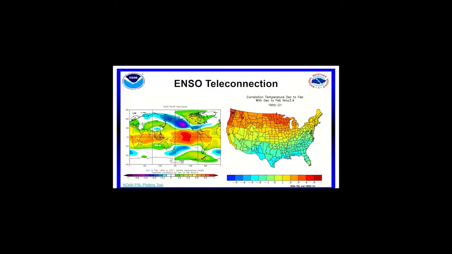Okay, so we're going to transition here into discussion of the ENSO teleconnection. This is from the NOAA PSL, Physical Sciences Laboratory, plotting tool. It's a very popular tool for climate folks to use, and they use it outside of climate too, but it's a great tool to allow us to do quick analysis of various fields. I use it here just to show what an ENSO teleconnection looks like in its rawest form. On the left here is a simple correlation with the Niño 3.4 seasonal index.